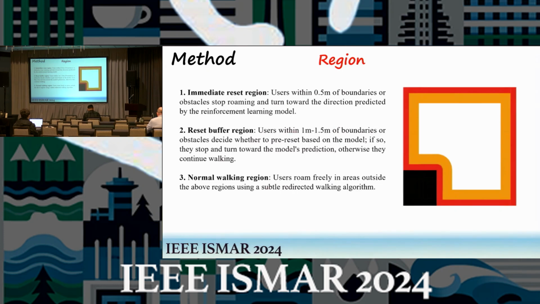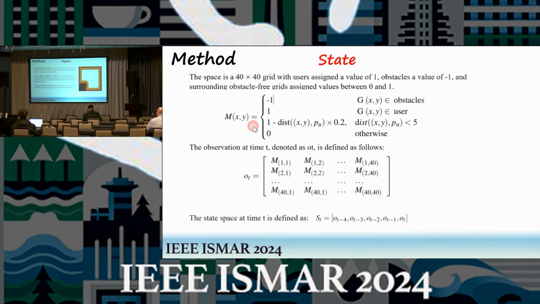We partition the feasible working areas in physical space into three regions, as depicted in the figure. Immediate reset region: users in this region stop roaming and turn towards the direction predicted by the reinforcement learning model. Reset buffer region: users in this region decide whether to reset based on the model. If so, they stop and turn towards the model's prediction, or else they continue walking. Normal working region: users roam freely in areas outside the above regions using subtly reduced walking regions.